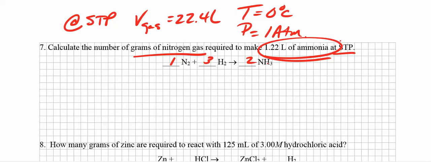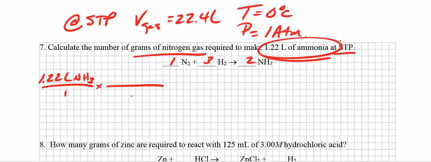Where do we start? Well, we start with what we've circled. We've got 1.22 liters of ammonia. So let me start there. So 1.22 liters of NH3. I'm going to put that over 1 to hold the place. Now, I've told you that if you have anything other than moles, you've got to get to moles as soon as possible by whatever means necessary.